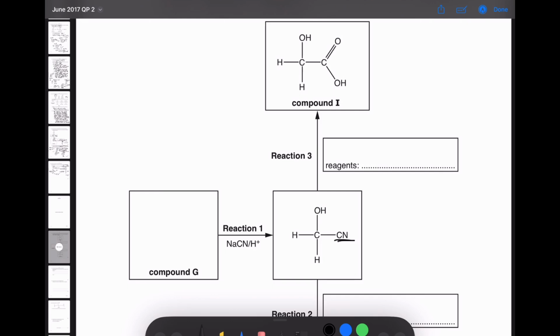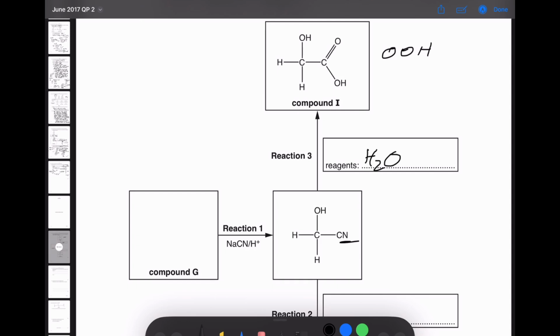So we need to go from a nitrile group to our carboxylic acid. How are we going to do that? Well, what's the difference between them? This has got OOH difference to this. So what's that going to be? Well, it's going to be water.